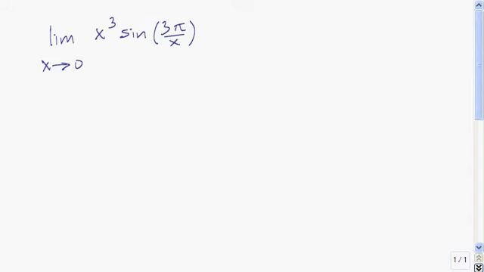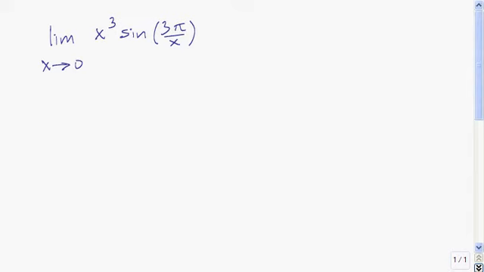Okay, here I'm going to show you an example of how to use the squeeze theorem to evaluate a limit. So if I have this limit to do, the first thing I'm going to try is to use substitution and evaluate it by substituting 0 in for x. But that leaves the input of sine as 3 pi divided by 0, which is undefined. Okay, so we can't evaluate this limit using direct substitution.